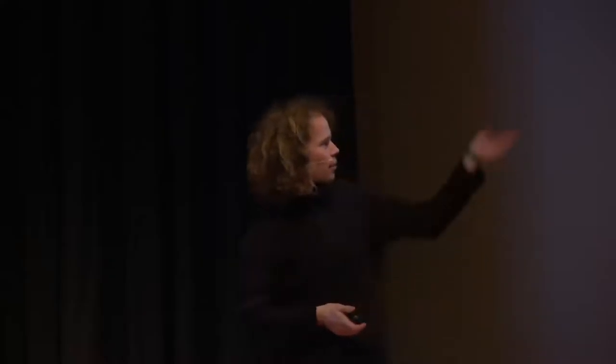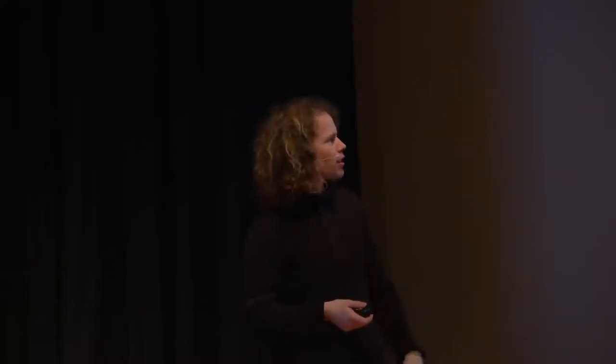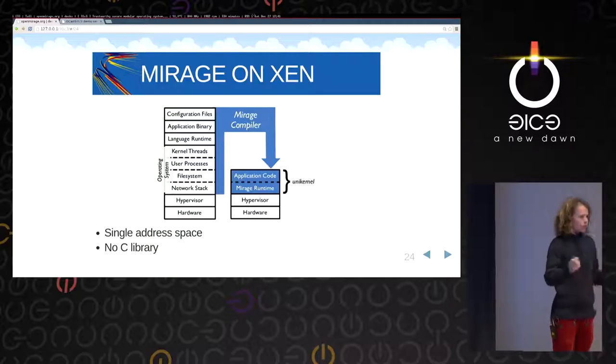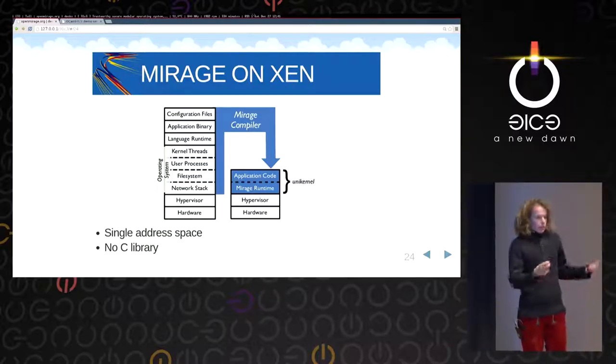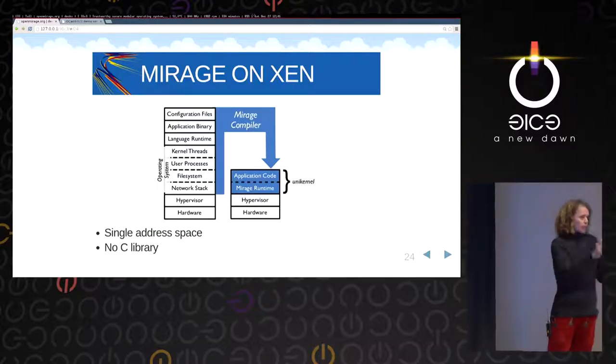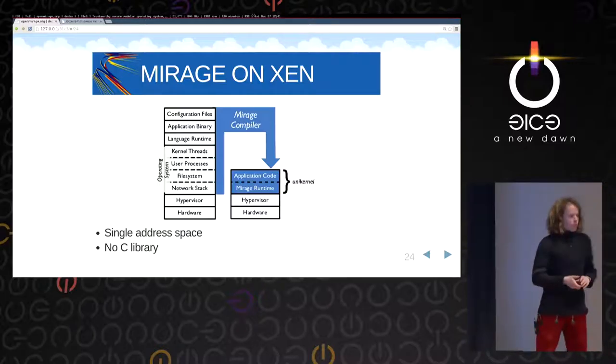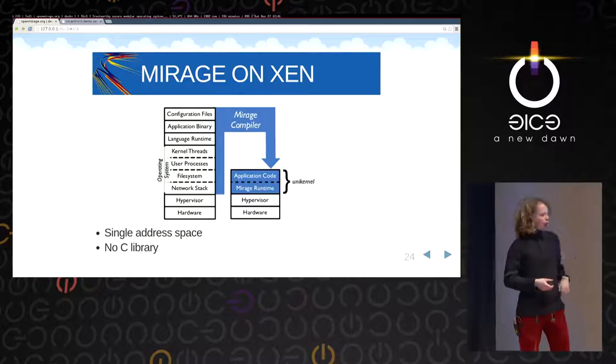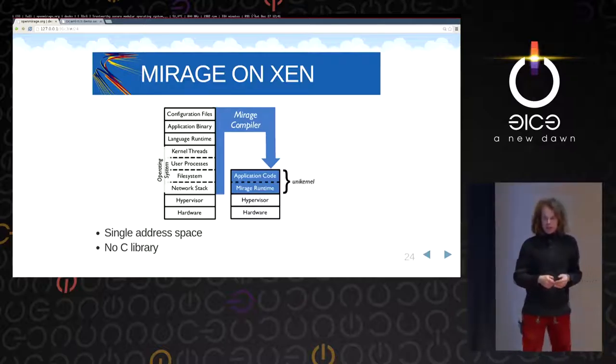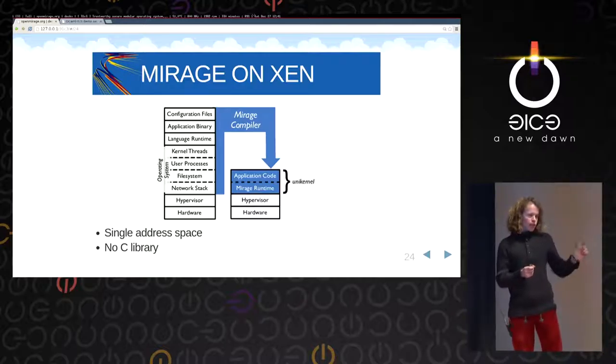So Mirage on Xen, instead of having the hardware and the hypervisor and on top of that the legacy operating system, like a network stack, a file system, user process, kernel threads, some programming language runtime, some application binary, and some configuration files lying around somewhere on some file system, we instead just have the Mirage runtime, which is an OCaml runtime, and then the application code right on top of that.